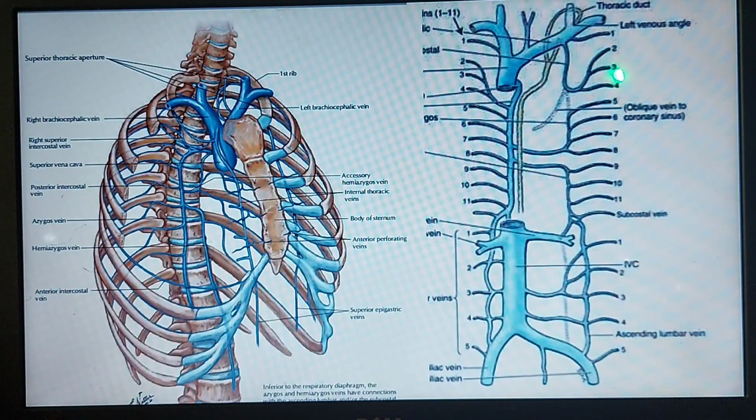On the left side, the second, third, and fourth intercostal veins unite to form the left posterior superior intercostal vein, and finally they drain into the left brachiocephalic vein. On the right side, the second, third, and fourth intercostal veins join with the fourth intercostal vein, and finally they drain into the azygos vein, and all the veins on the left side drain into the azygos vein. On the left side, the 5th, 6th, 7th, and 8th unite to form the accessory azygos vein, and in the lower part, the 9th, 10th, 11th and the subcostal vein form the hemiazygos vein, and finally they drain into the azygos vein.